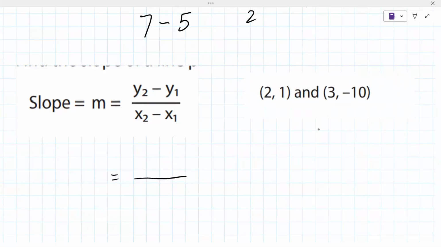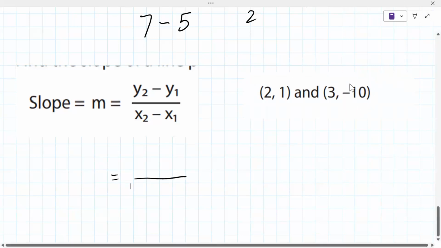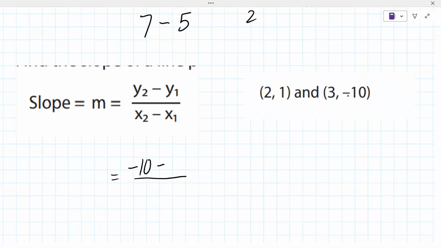All right. What is y2 in this problem? I heard 10. Is it 10? -10. Yes, very different. -10 minus what is y1? 1. All right, and then x2. 3 minus 2. Good. All right, could you simplify this for us, please?